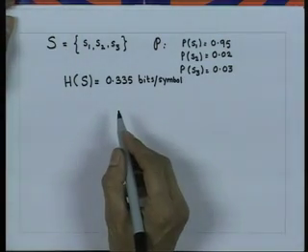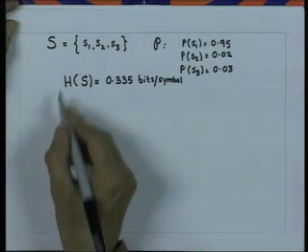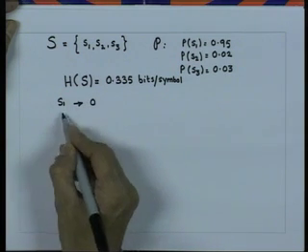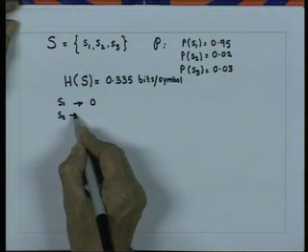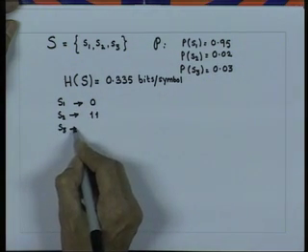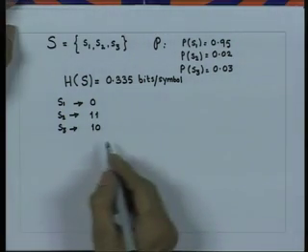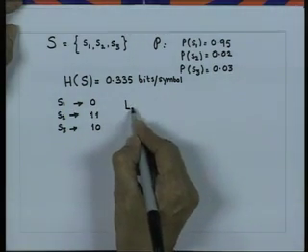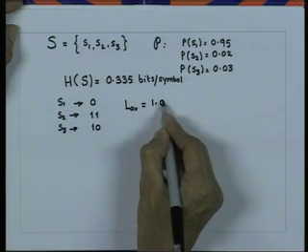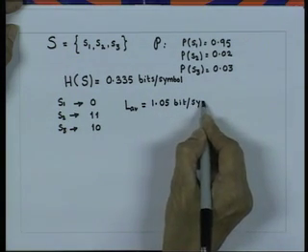If we consider symbols individually, then we can find the Huffman code for this source as: for S1, the code word is 0, for S2 the code word is 11, and for S3 the code word is 10. Now, the average length for this code is equal to 1.05 bits per symbol.